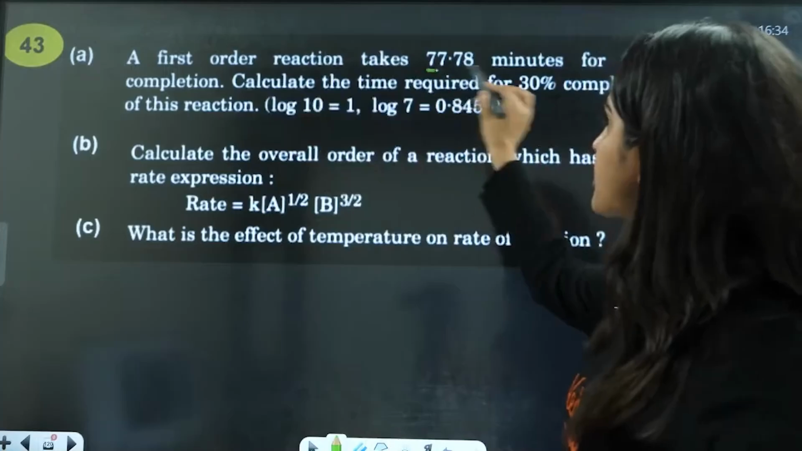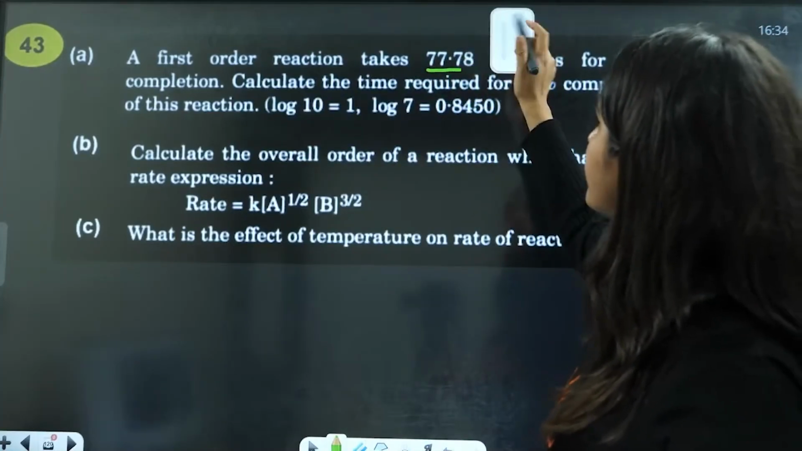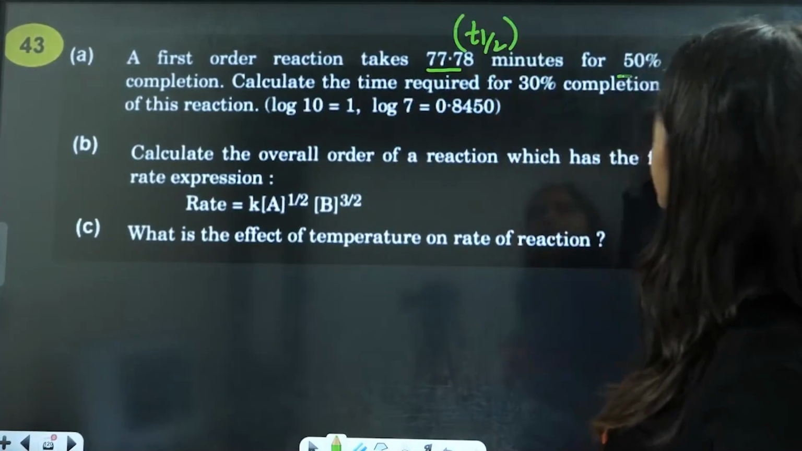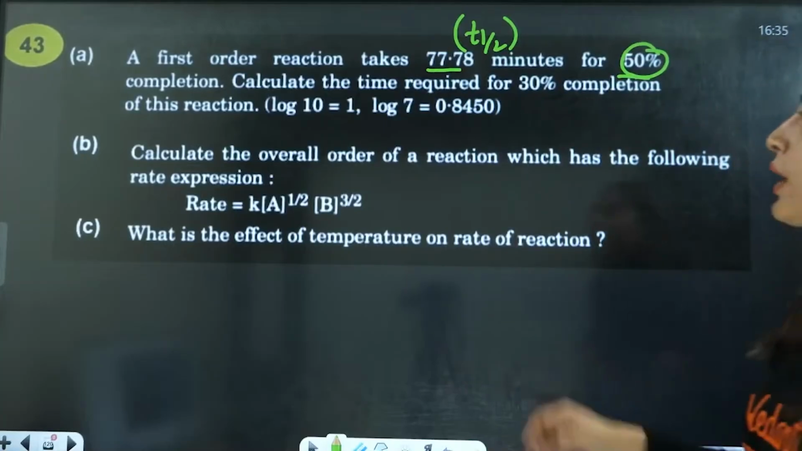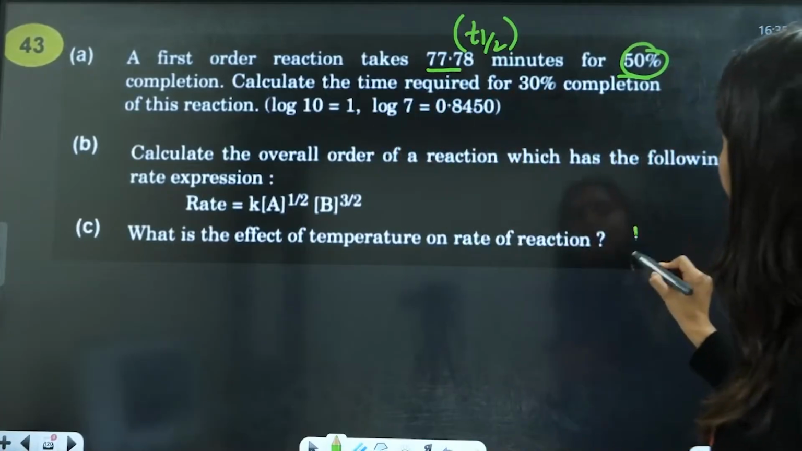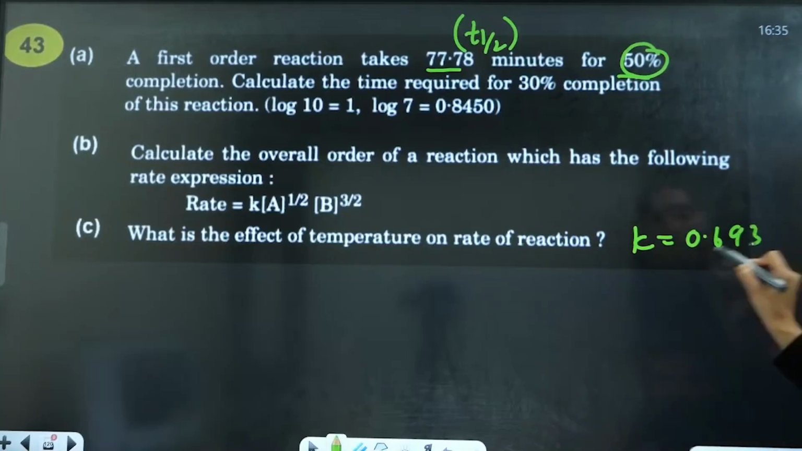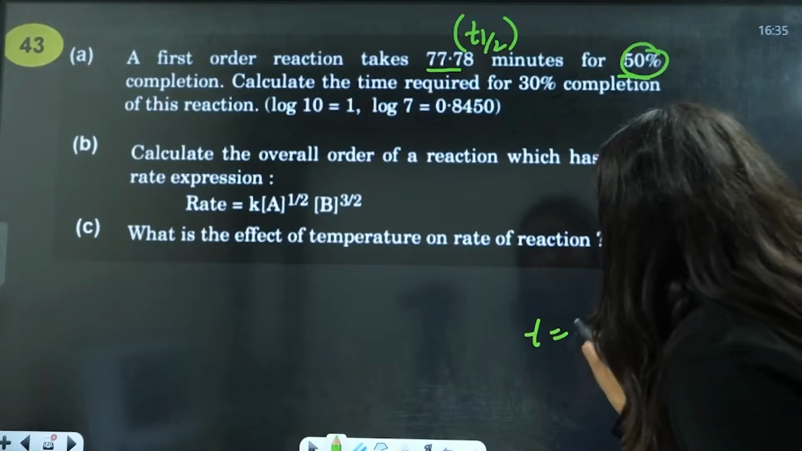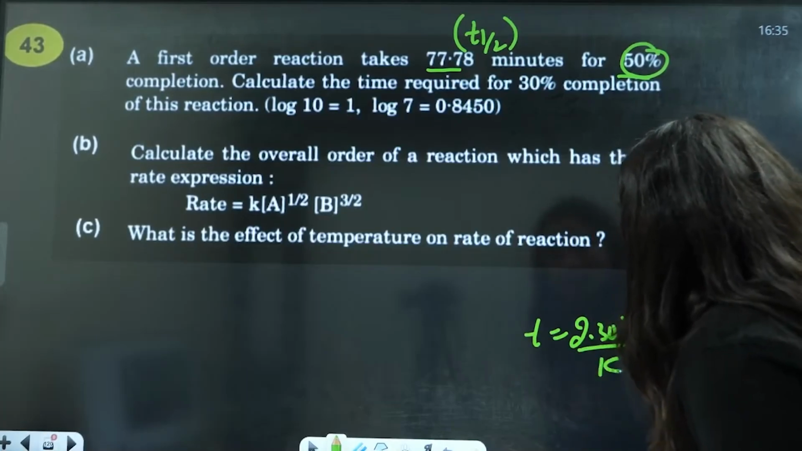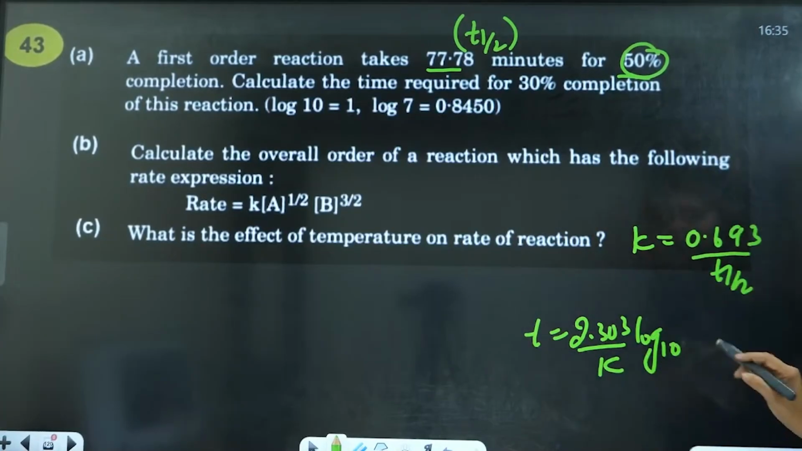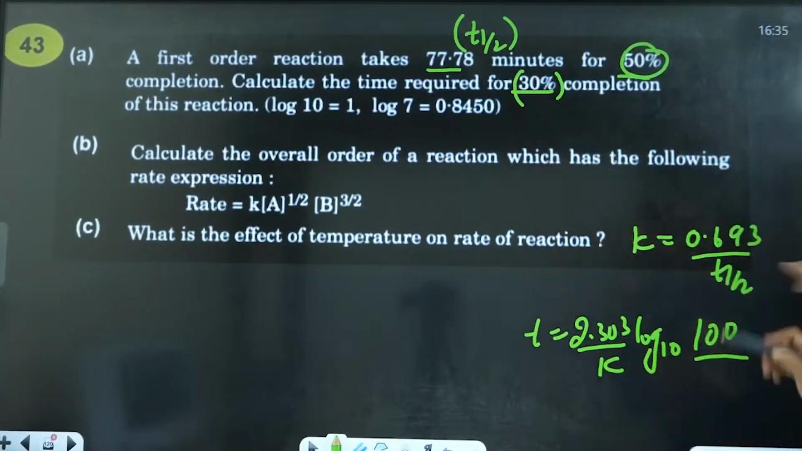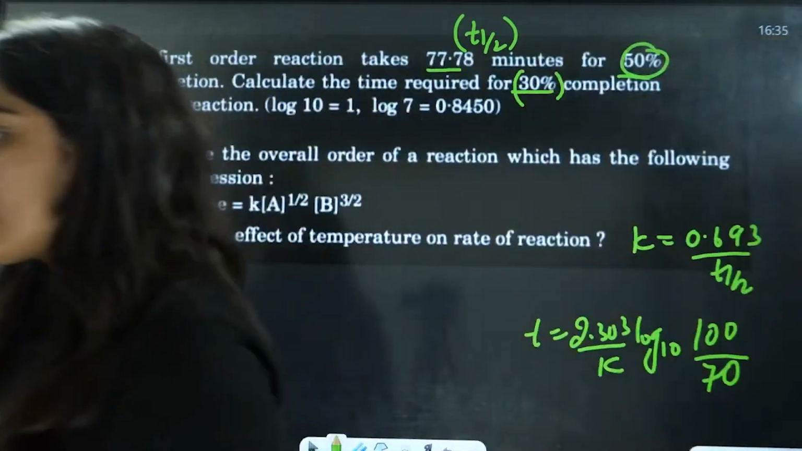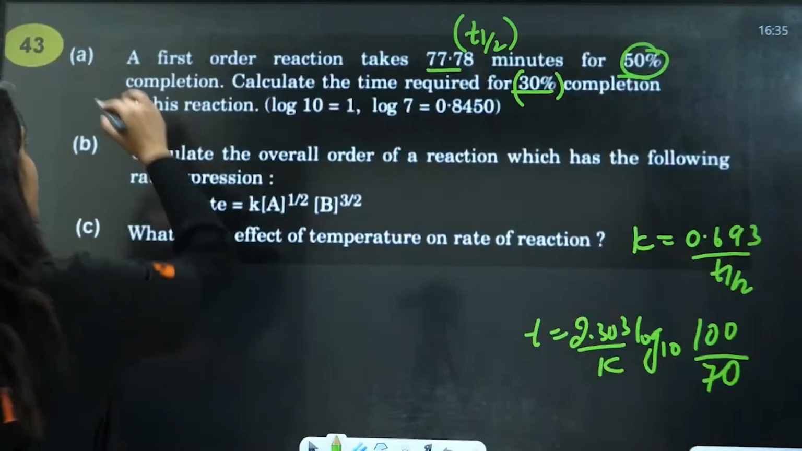So the first order reaction is this. T half is given to you. This is T half because 50% is left, right? Calculate the time. Firstly, calculate k equals 0.693 by T half. Then put the value of k into this: 2.303 divided by k, log base 10. If 100 is the initial concentration and 30% of it is decomposed, you are left with 70, right? This is going to be the right answer.